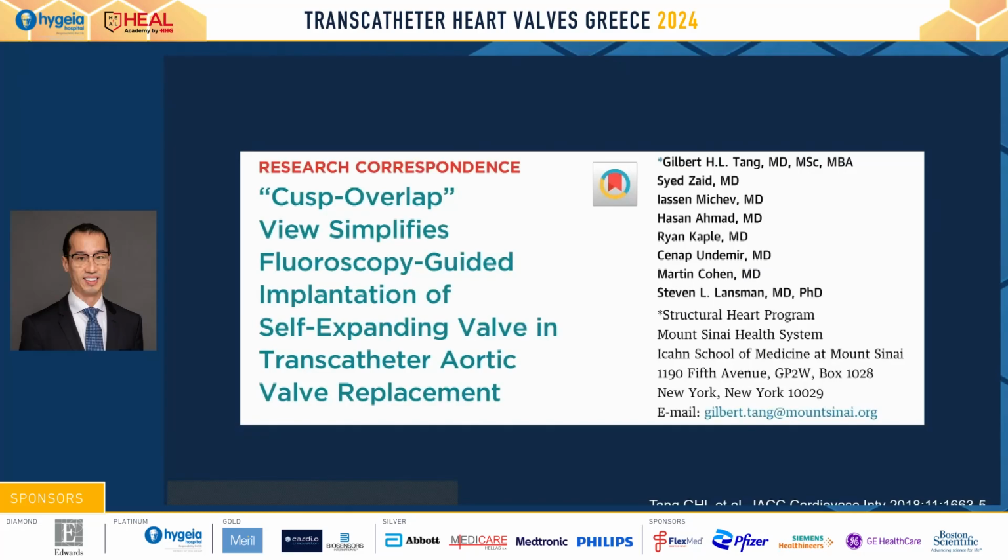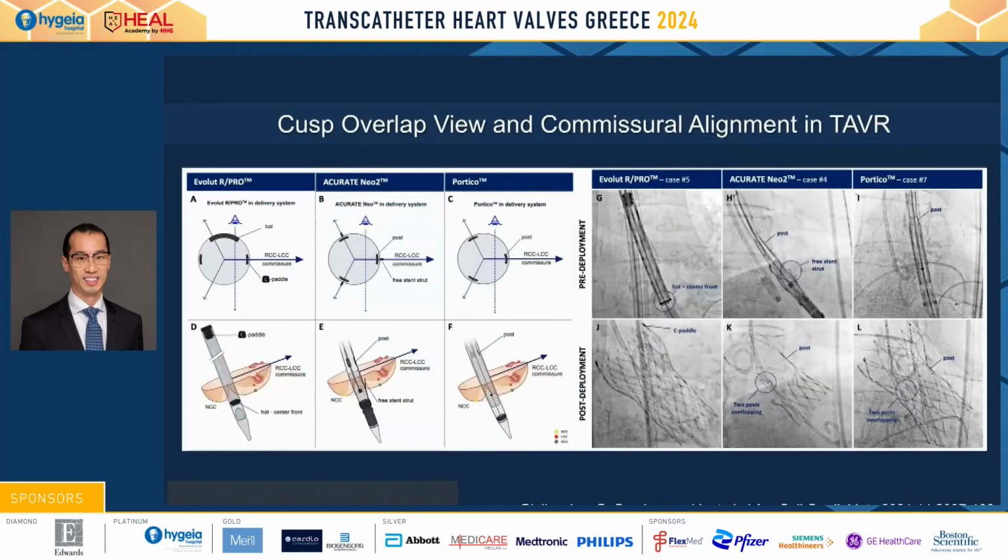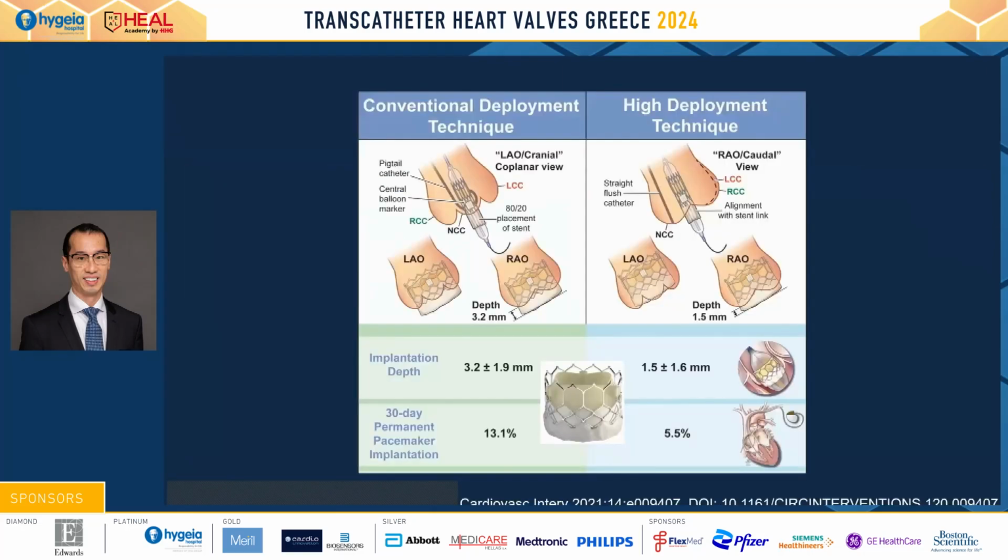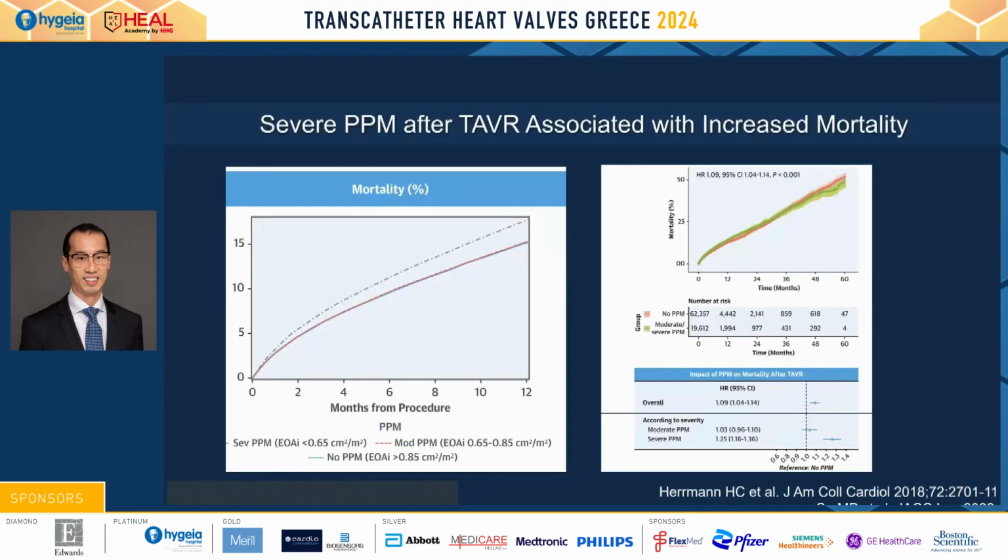This is the first paper that described the cusp overlap view, published by our group, on simplifying self-expanding valve deployment. And since then, as we know, it has indeed reduced pacemaker rate. The other advantage of using this view is that you can aim to achieve commissural alignment in a variety of self-expanding devices, including Evolut and Acurate Neo. In fact, balloon expandable valve is also being deployed now in the RAO caudal projection or cusp overlap view in certain centers, including this paper from Cleveland Clinic showing a reduction in pacemaker rate. And so this is very important to consider now in the current TAVR era.